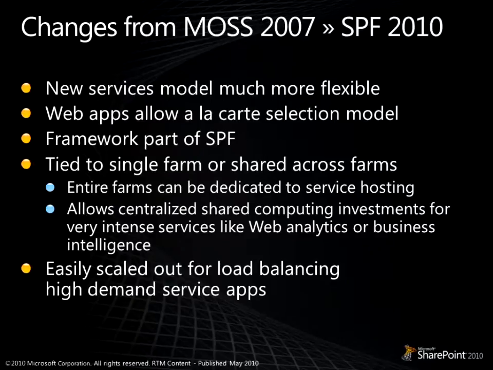The new service model is much more flexible and provides us many new possibilities when designing our farm topology. Basically, the biggest change is the fact that we can provide the services to web applications using an a la carte selection model, meaning that we can pick and choose which services we want to consume for each SharePoint web application. Services are grouped together in service proxy groups, and each farm contains a default service proxy group, which is usually used for the majority of web applications. However, we also have the ability to create custom proxy groups, which will allow us to select only the service applications we want to consume on a per web application basis.